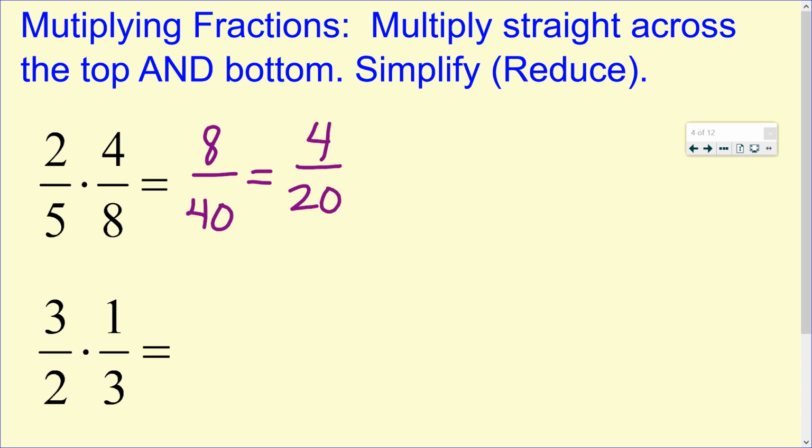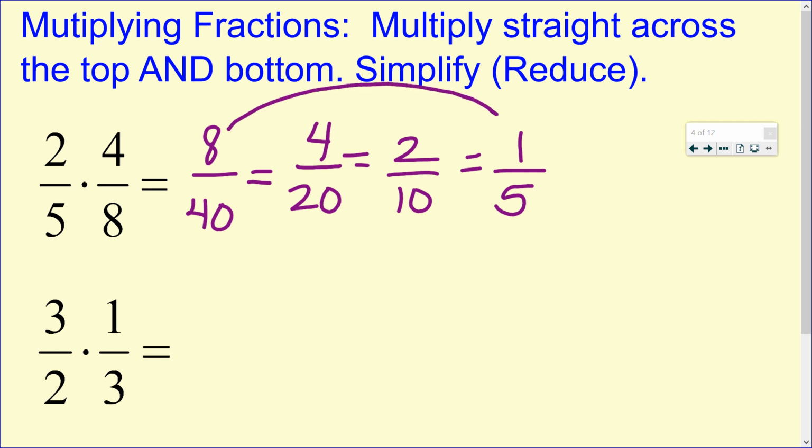And you see you can just keep simplifying, right? If I divide it by 2, I have 4 over 20. Is that divisible by 2 again? Yes, so 2 tenths. Is that divisible by 2 again? Sure. 1/5.